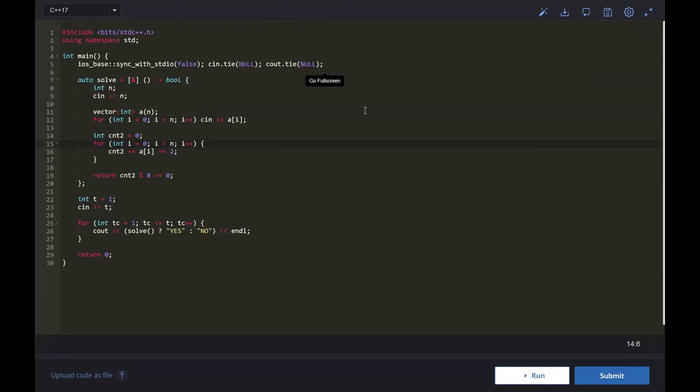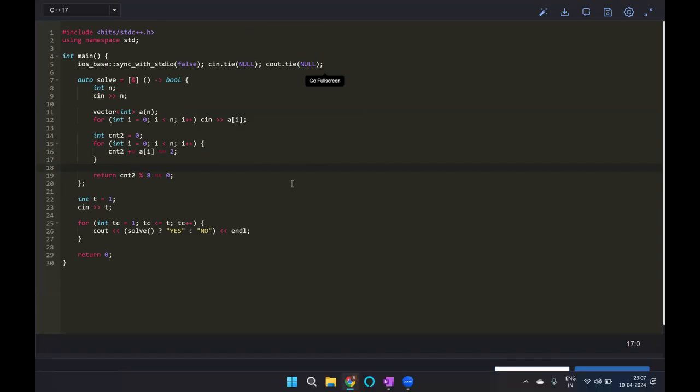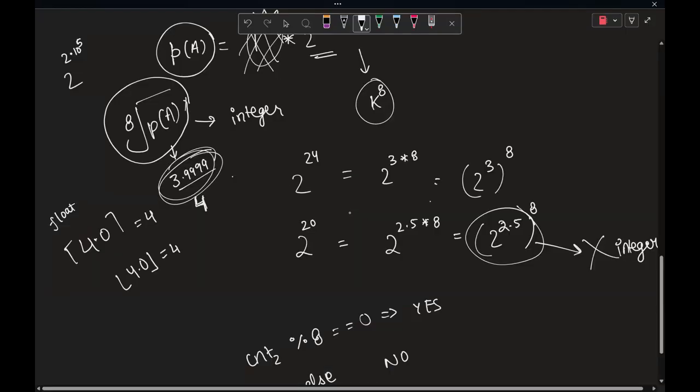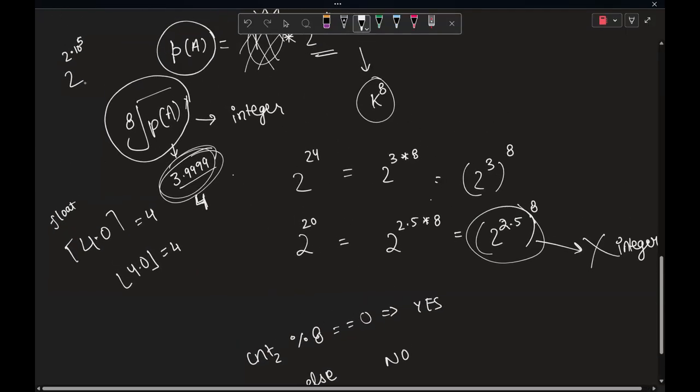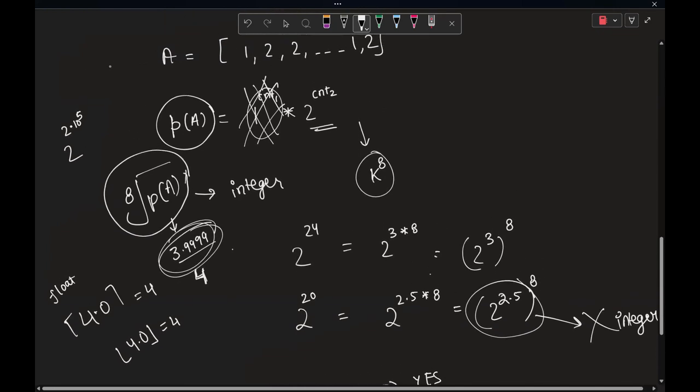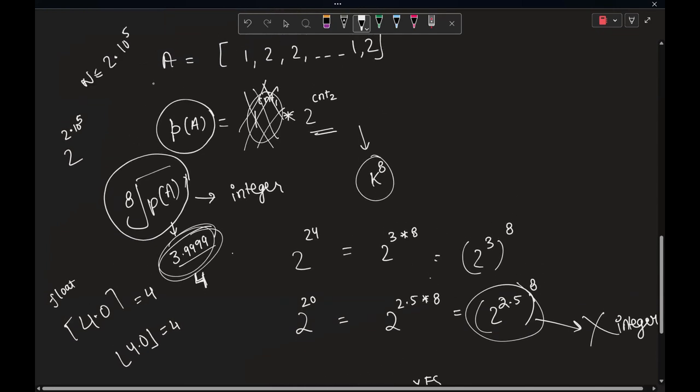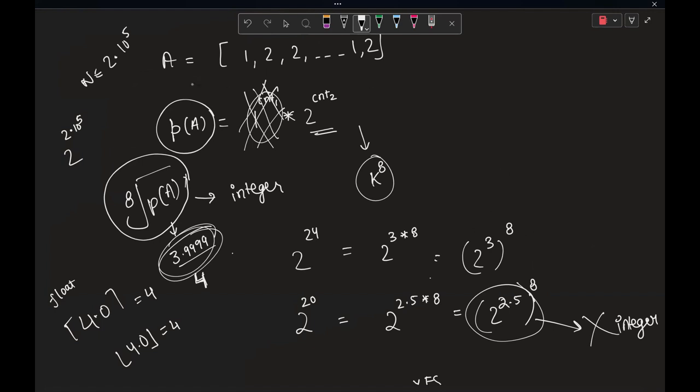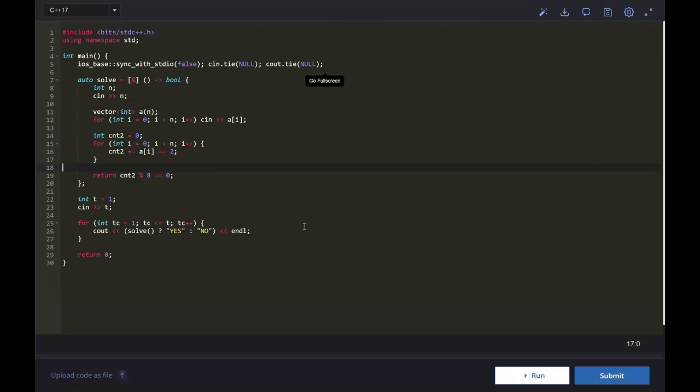And I thought the product will not overflow because this is different. See, n will not overflow. Like the sum of n will be less than or equal to 2 into 10 raised to the power 5. But in a single test case, since there can be n elements, the product might go as large as 2 raised to the power n if the array size is big. So it can overflow. Let's move on to the second problem now.